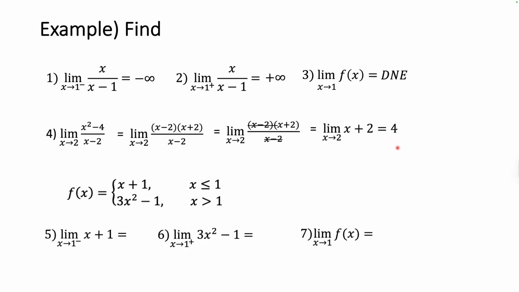Questions 5 through 7 need to calculate the limit using the given piecewise function. Question 5 asks the limit value when x approaches 1 from the left side. Therefore, we need to use the function f(x) equals x plus 1, so the limit will be 2. The following question asks for the limit when x approaches 1 from the right side, which is the function 3x squared minus 1, so the answer will be 2. The limit values from the left and from the right are the same. We can say the limit for f(x) is 2 when x approaches 1.